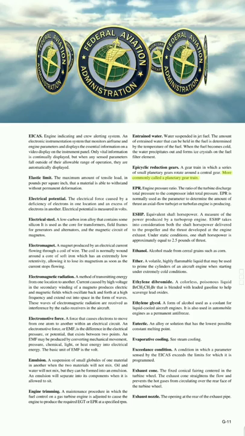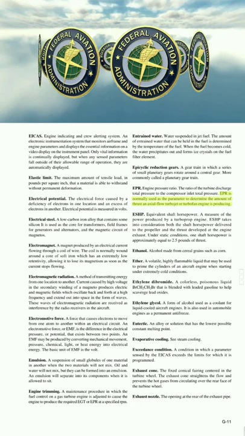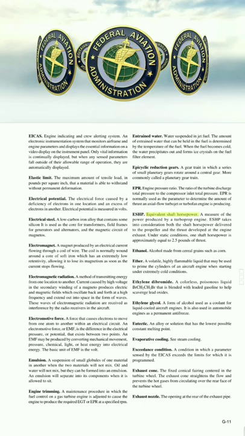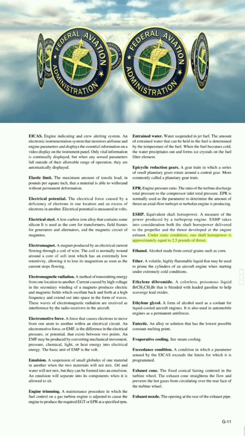EPR. Engine pressure ratio. The ratio of the turbine discharge total pressure to the compressor inlet total pressure. EPR is normally used as the parameter to determine the amount of thrust an axial flow turbojet or turbofan engine is producing. ESHP. Equivalent shaft horsepower. A measure of the power produced by a turboprop engine. ESHP takes into consideration both the shaft horsepower delivered to the propeller and the thrust developed at the engine exhaust. Under static conditions, one shaft horsepower is approximately equal to 2.5 pounds of thrust.